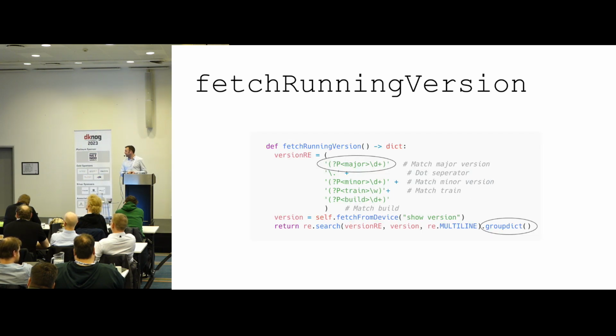Next one is a description of the running version. You can see here I've broken the regex into multi-line. There's groups, so it is more readable. And the nifty thing here is the function on the bottom I'm calling, groupdict, will return you a dictionary where the key is the group name and the value is the match. So it's quite nice to build quite rapidly.